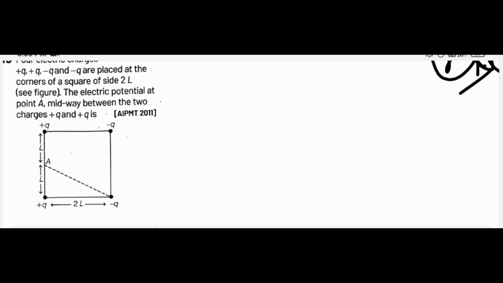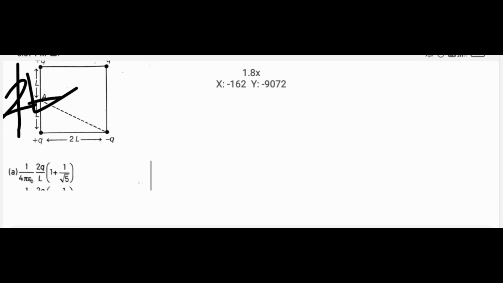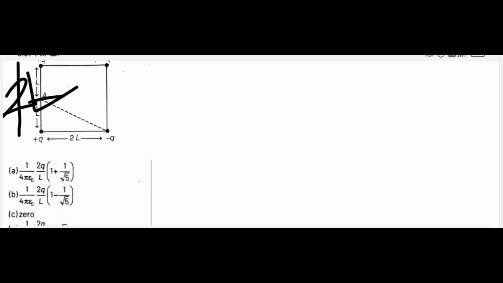Okay, the charges are placed at the corners of a square of side 2L. The side here is given as 2L, it is not only L, it is 2L. The electric potential at a point A, midway between the two charges, that is plus q and plus q, is the electric potential at that reference point.